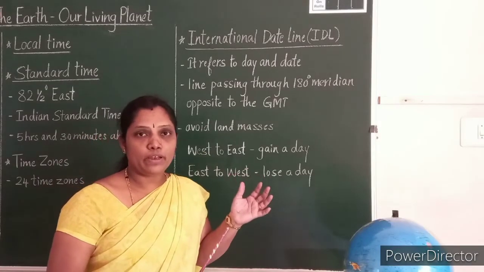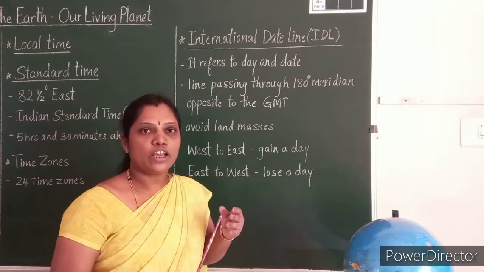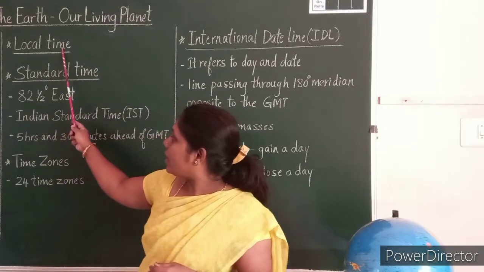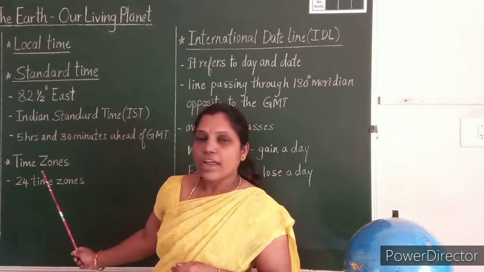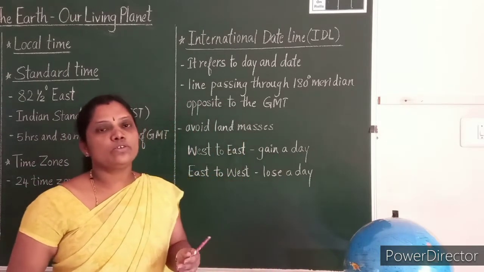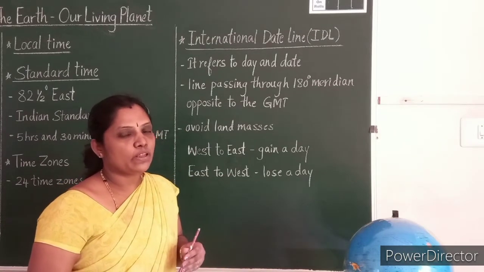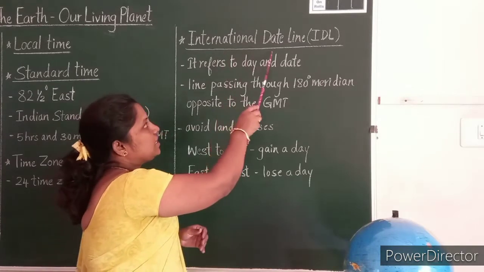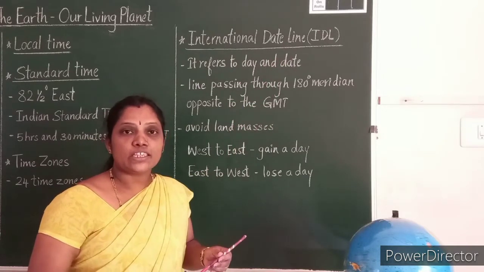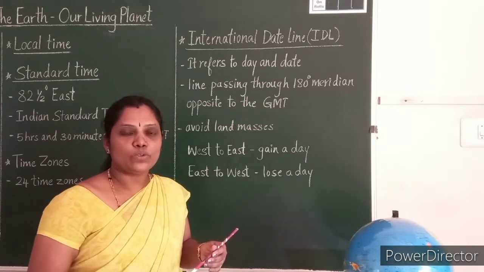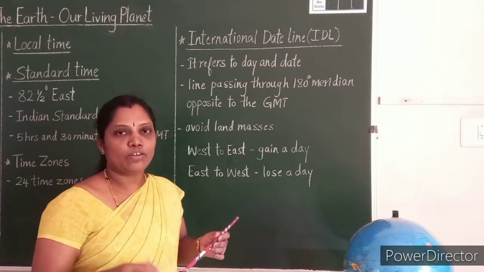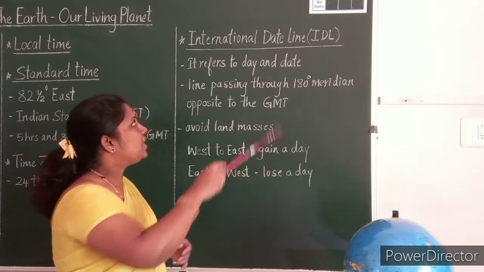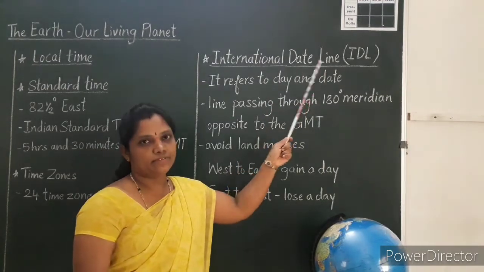There was still confusion among the people, as we know about local time, standard time and time zones being set up. Still there was confusion. So to clear the confusion, the international dateline was introduced for circumnavigators, for those who sailed over the islands or from country to country, or from satellite views. For that sake they made the international dateline.